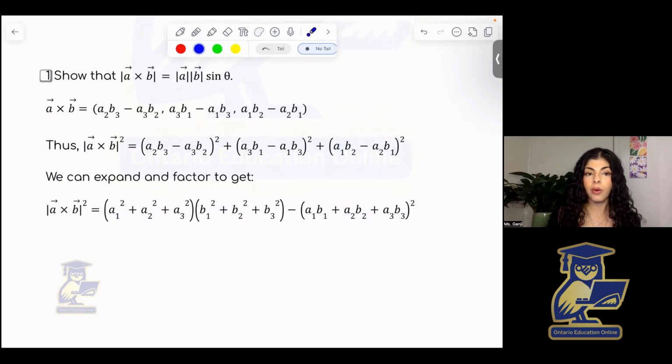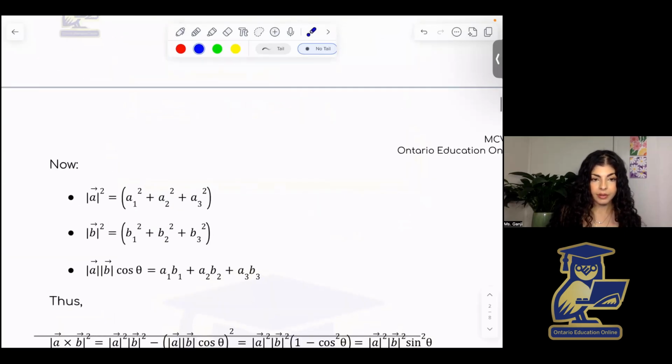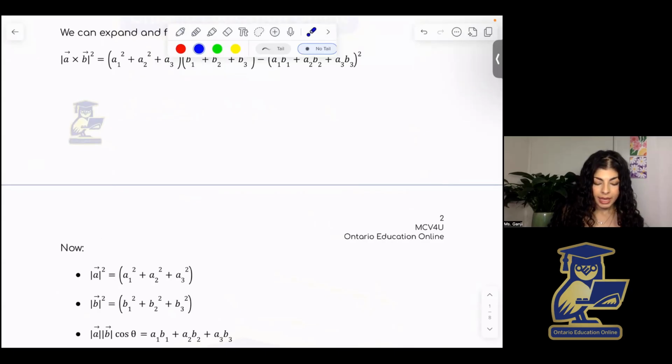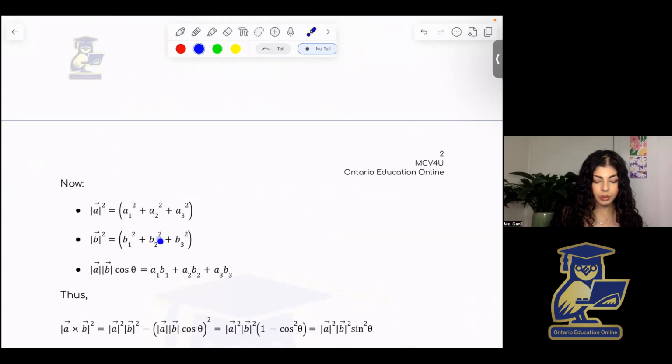What I'm really doing is expanding this with respect to the square, and expanding this and expanding this, and you can use what you know about the square of binomials here. If we factor it as well, we end up with a1 squared plus a2 squared plus a3 squared, times b1 squared plus b2 squared plus b3 squared, and subtract this term, a1b1 plus a2b2 plus a3b3, squared. Now, the first part is the same as the magnitude of A squared, and the second part, with all the b's, is the magnitude of B squared.